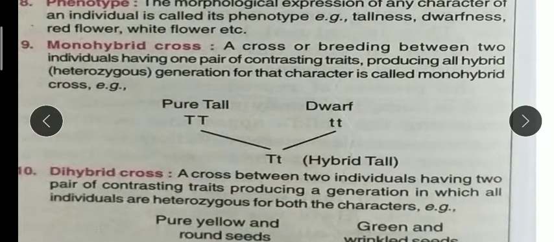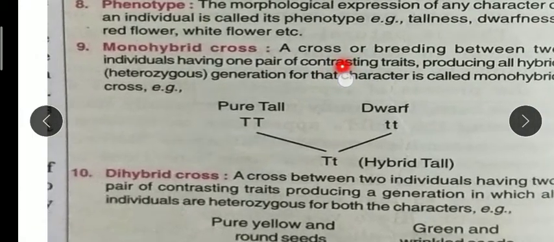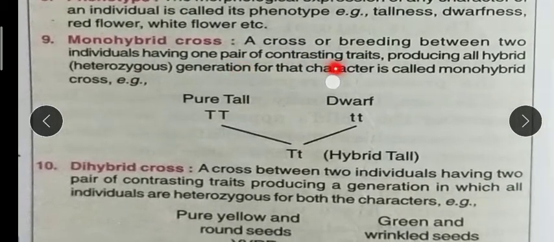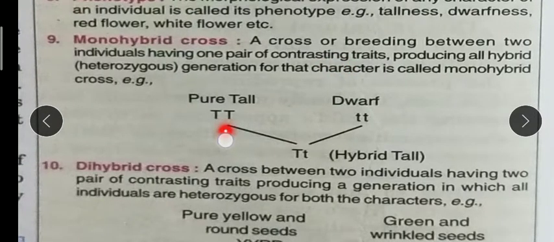So when a cross or breeding occurs between two individuals having one pair of contrasting characters, they have purely that character: the pure tall plant and the pure dwarf plant. They are homozygous. What will they produce? You can do the Punnett square and see. I have explained that, but I will explain further in detail.